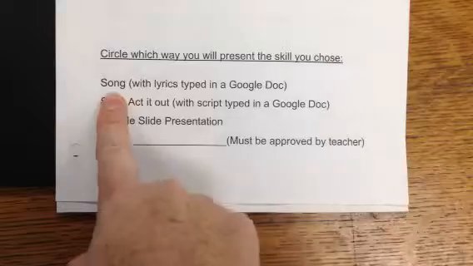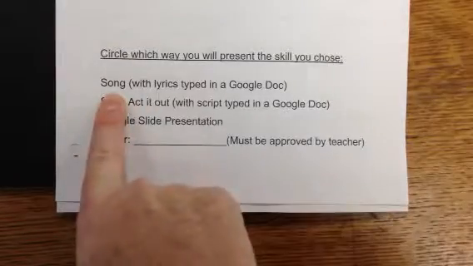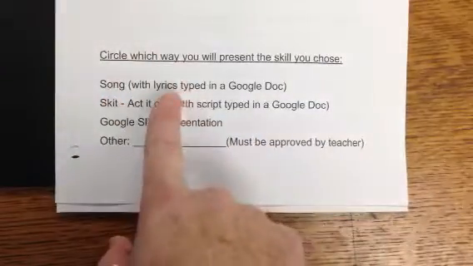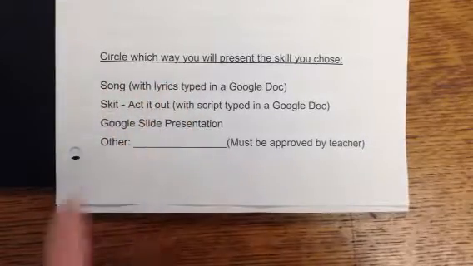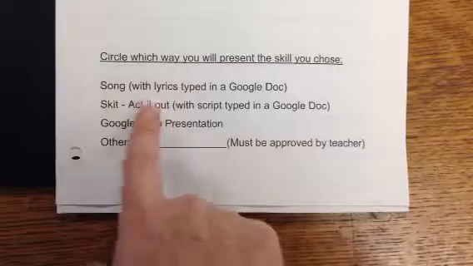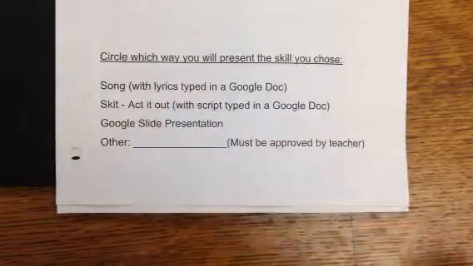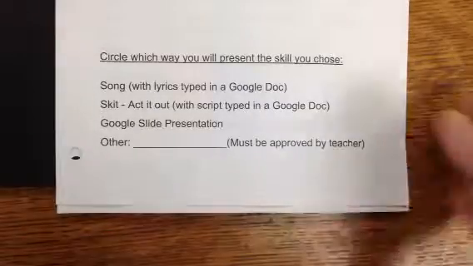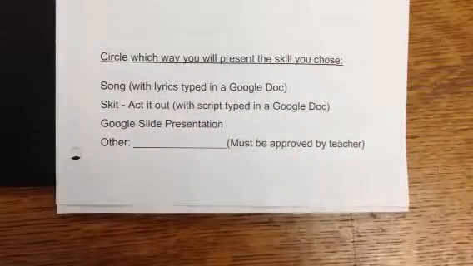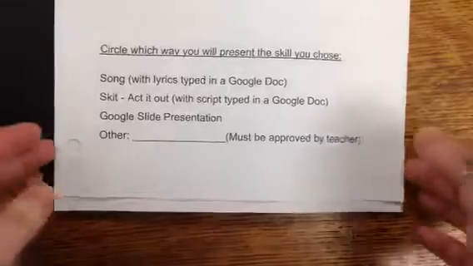So you can choose to do a song that is school appropriate, of course, and you'll type up the lyrics, and it can also have some cool dance moves. Or you could do a skit where you're going to act it out, and you could even go so far as to get dressed up and to make your own props. But if it's just acting, that's okay too. You can add in the extras if you want.